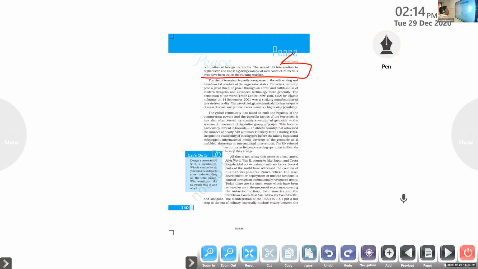The demolition of the World Trade Center, New York, United States of America, by the Islamic militants on 11th September 2001 was a striking manifestation of the sinister reality. So, a number of people died in that incident, right? The attack on the World Trade Center, the Twin Towers, on 11th September 2001. Okay, so find out the history, and learn what happened there.